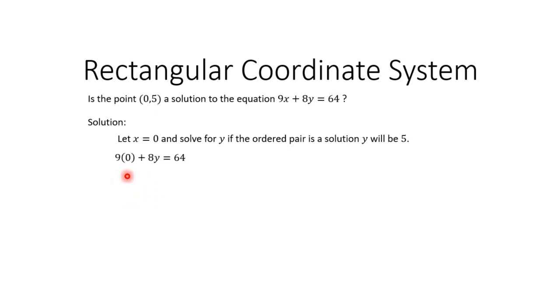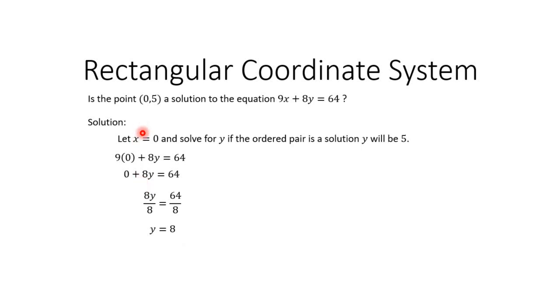So I plug in 0 for x. 9 times 0 is 0. 0 plus 8y is just 8y. And then I can divide both sides by 8. And then I get y is equal to 64 over 8, which means that y is equal to 8.